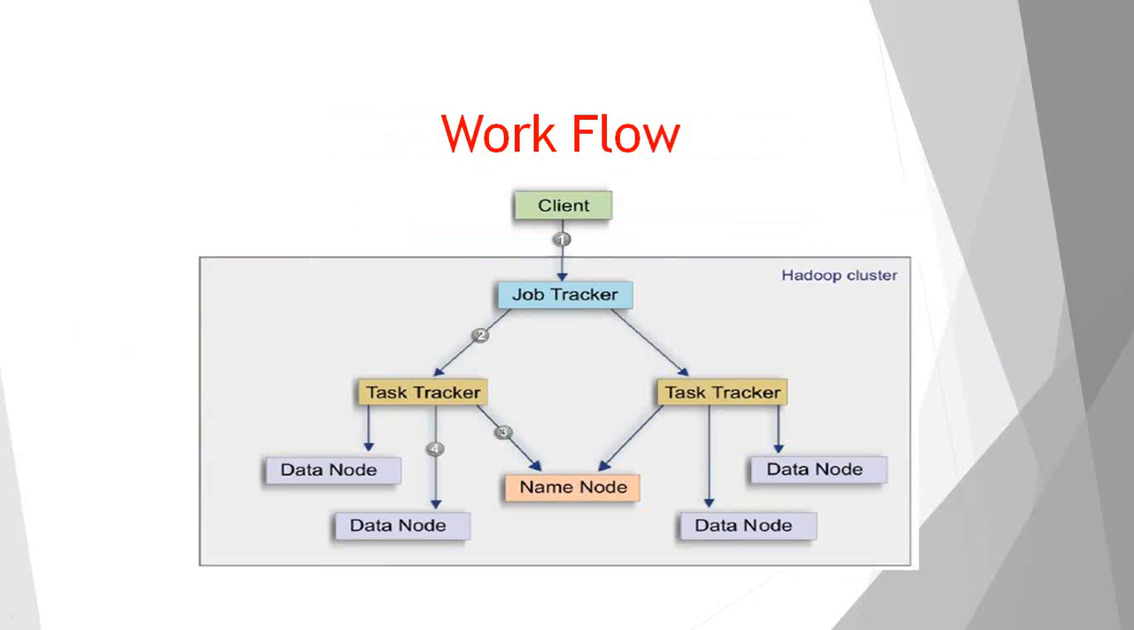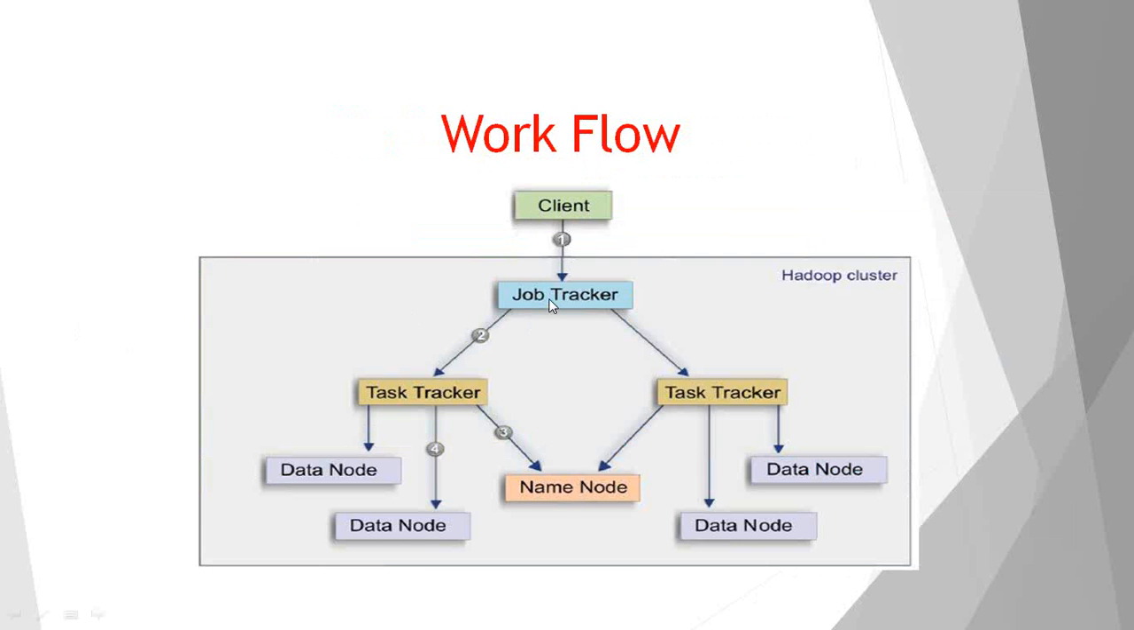So how does the workflow happen, right? We have got multiple slaves, but a user need not really interact with each of the slaves. If a user or a client wants to get something done or some data to be processed, the client will just talk to the master, which is a job tracker.